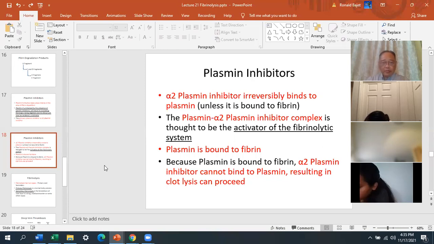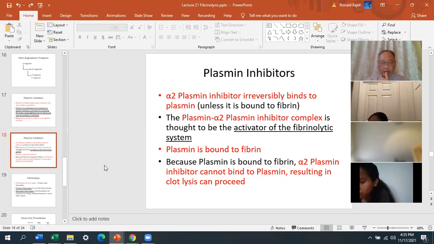The plasmin alpha-2 plasmin inhibitor complex: the inhibitor has found free plasmin that's not bound to fibrin. It's thought to be the activator of the fibrinolytic system. So the alpha-2 plasmin inhibitor complex bound to plasmin will activate the fibrinolytic system.